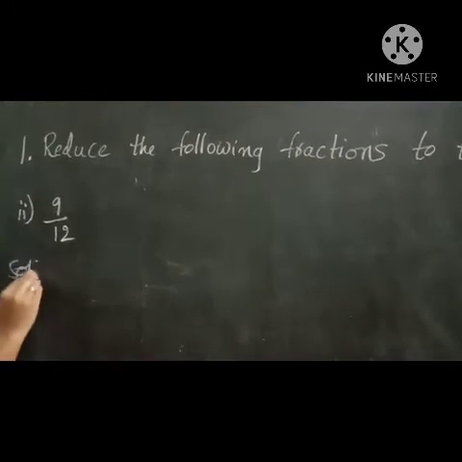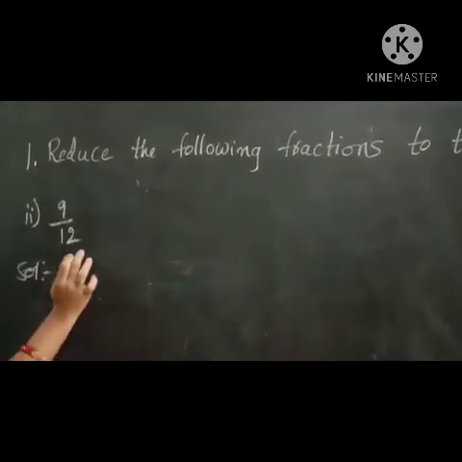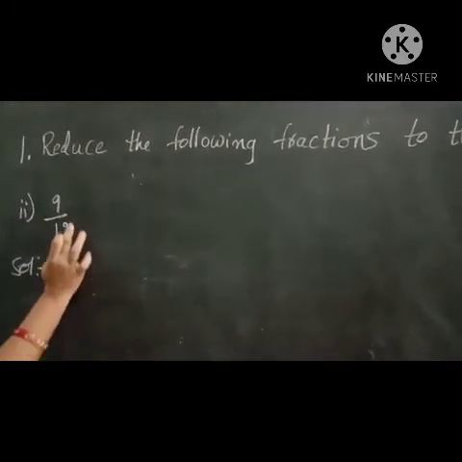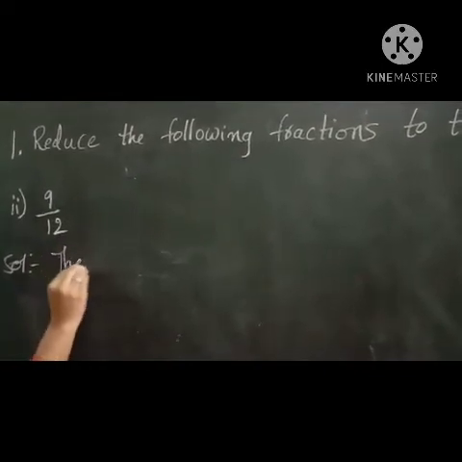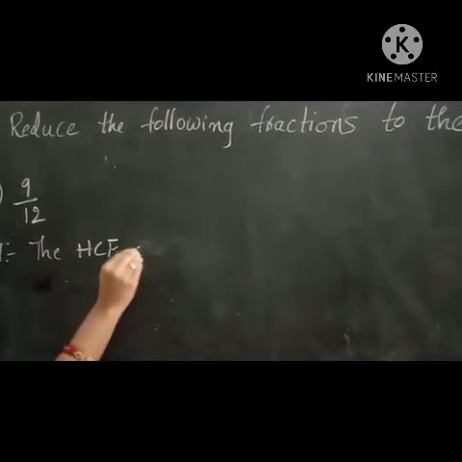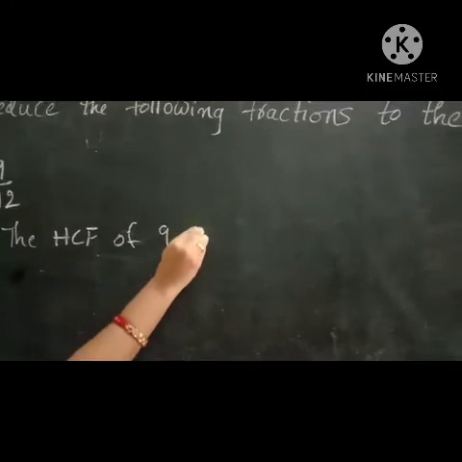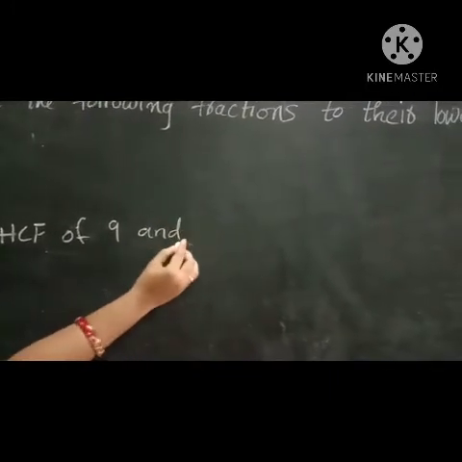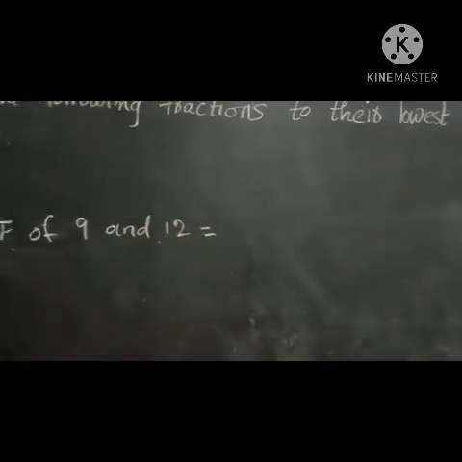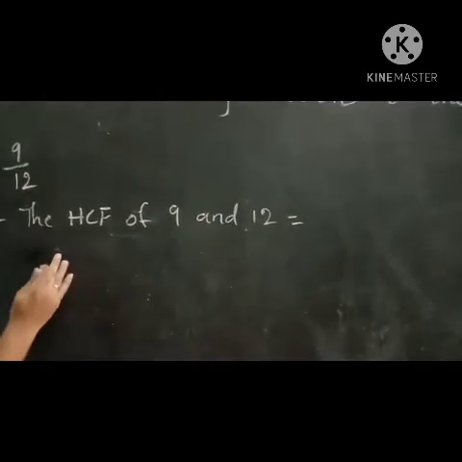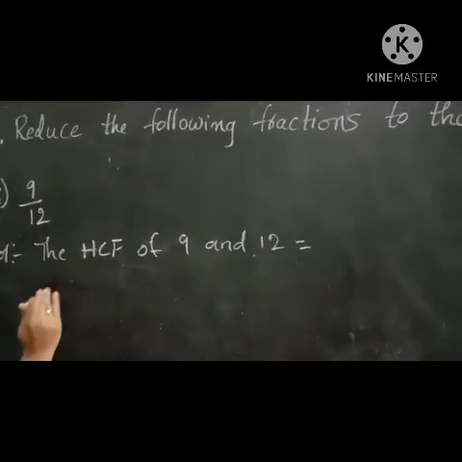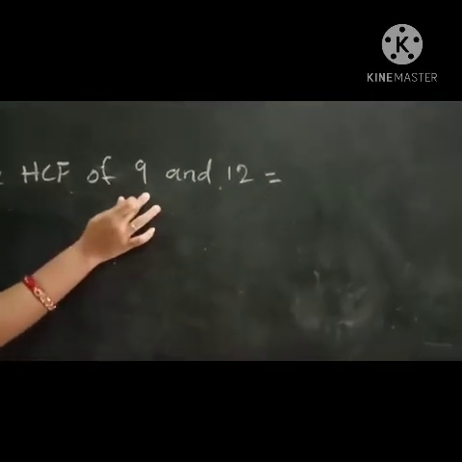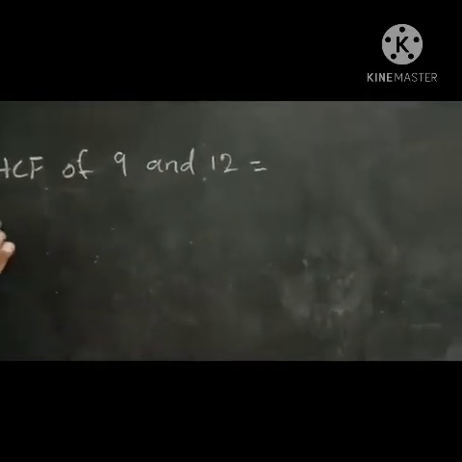See the solution? To find out what we have to find out, children, here we have to find out the HCF, no? Yes, the HCF of 9 and 12 is equal to... To find out the HCF, what do we have to do? To check the factors, no? See the number. What is the first number? 9. First one is 9.